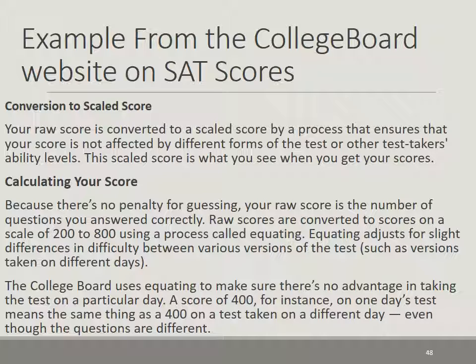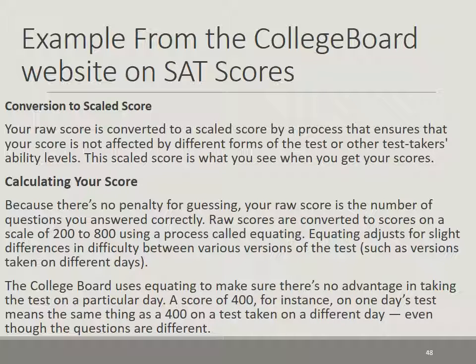But because your raw score is only what you got correct, and then it's converted, you have to do some equating. And then they give you an example, because the SAT is based on that 1000 score, that you have a 400. Okay, so say you got a score of 400 on one day.